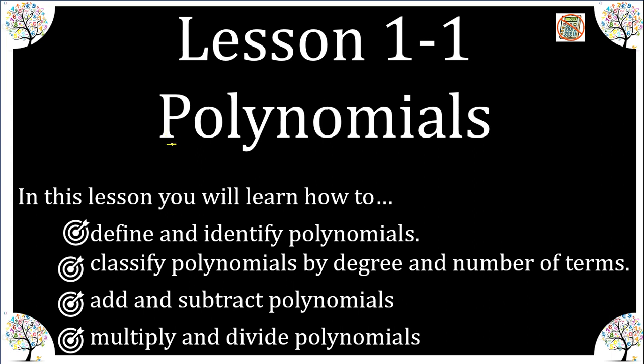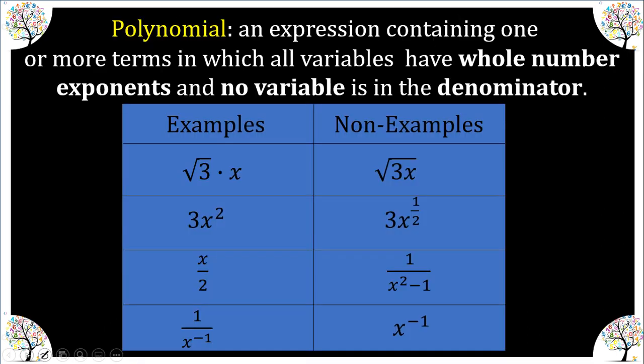Now, the word poly means many, and the word nomial either means part or terms. So let's define what a polynomial is. A polynomial is an expression containing one or more terms in which all variables have whole number exponents and no variable is in the denominator. So in this chart below, we're going to take a look at some examples of polynomials and compare them to the non-example. So you may want to write this chart in your notes.